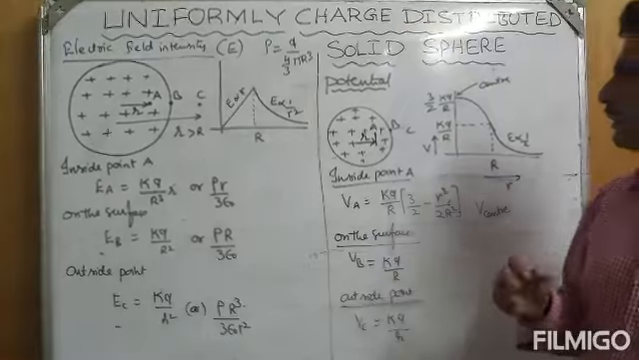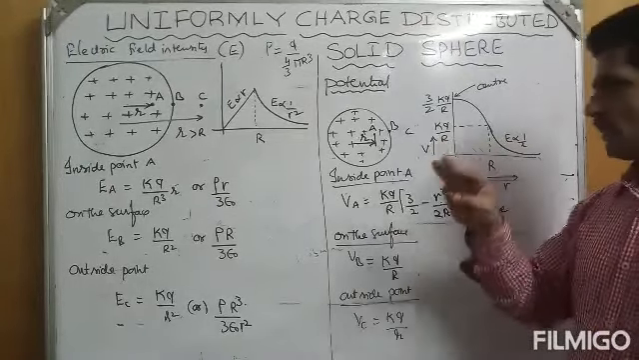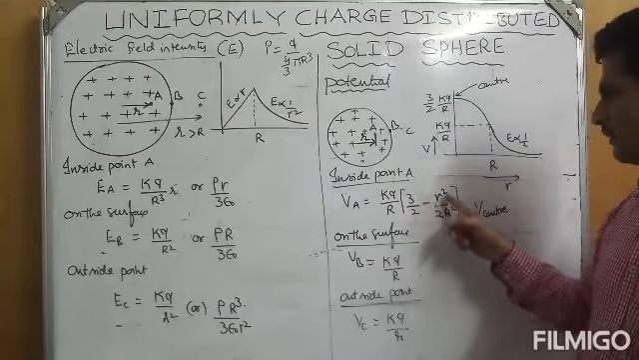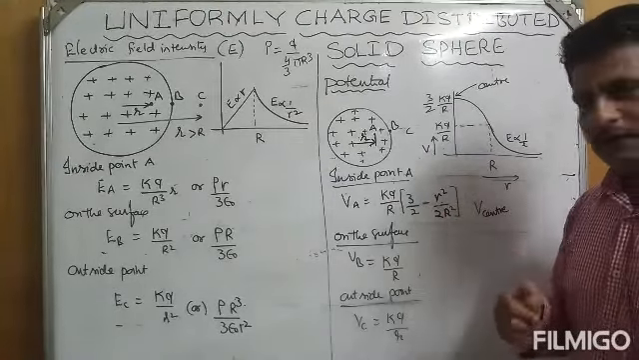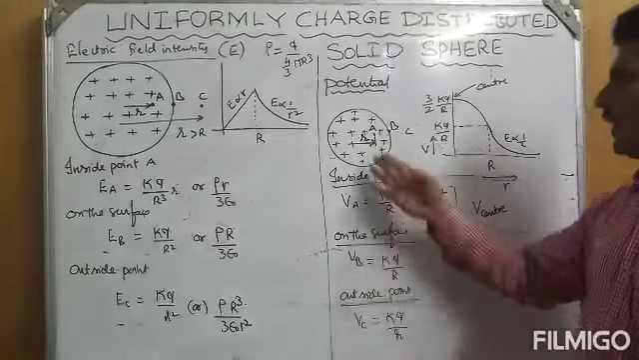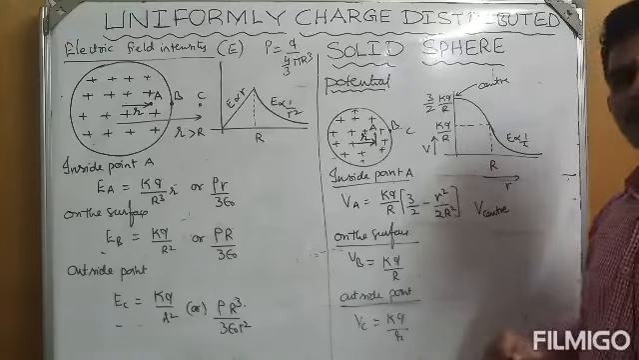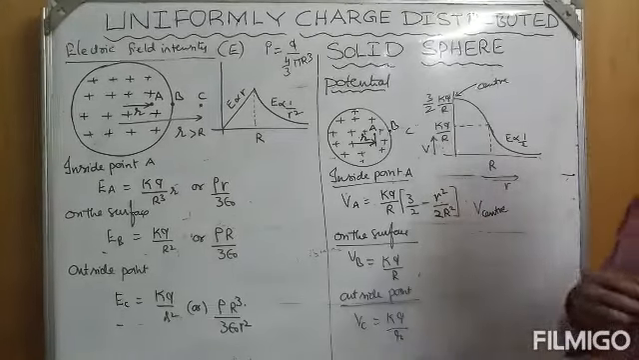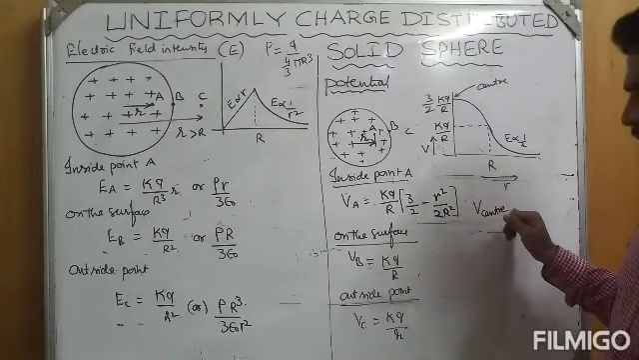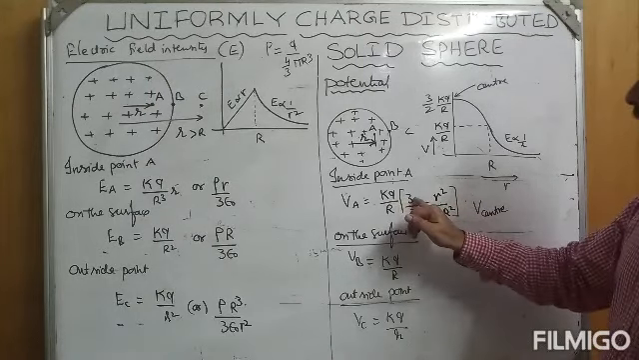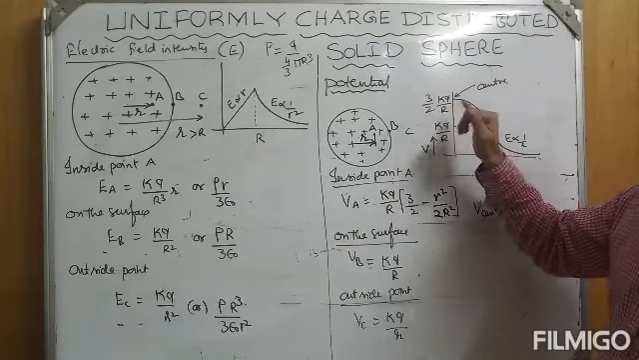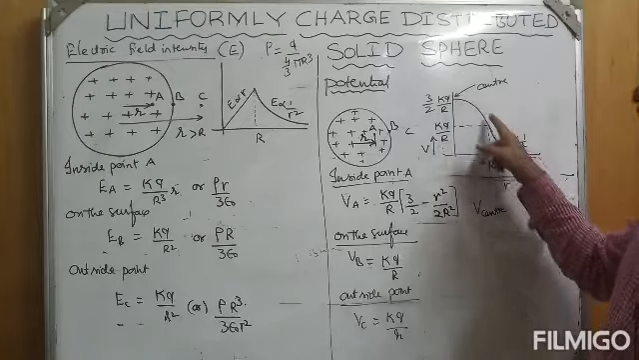If it is the potential, there are 3 points. Similarly, the inside point has the formula kq by r into 3 by 2 minus r square by 2 r square. On the surface, kq by r is the general formula of potential, and the outside point also has the general formula of potential. At the center, r is 0, and the potential will be 3 by 2 kq by r at the center. Like that you get the graph like this.